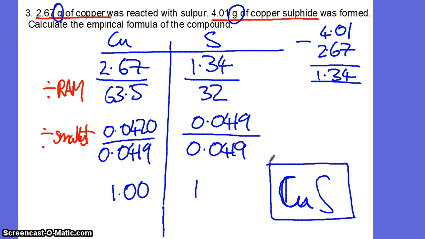Now what you should be doing is going away to practice some of these questions on your own. Use the tutorial to help you through each step, and then once you're competent at this, move on to calculating the formula of hydrated salts.